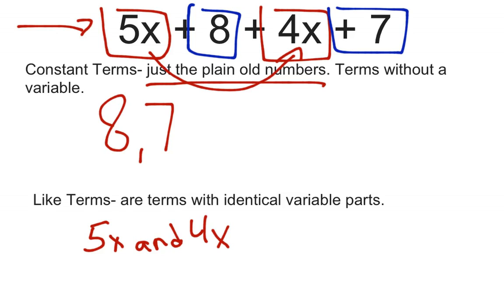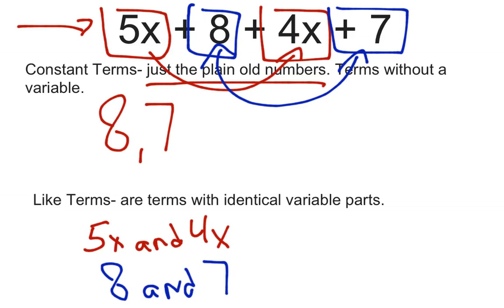Just like this 8 and the 7, those are kind of alike. They don't have variable parts, but that's what makes them the same. Those are both just regular old numbers. So I would say also that 8 and 7 are like terms because those things go together. And that's what's going on here. We're trying to match it up. So like terms, 5x and 4x, and then finally, the 8 and the 7. And I want to show you just a couple things real quick here. I'm going to do it off to the side.